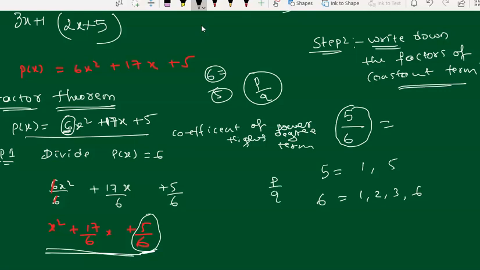Take a combination of the factor list of 5 and 6 in the form of p by q, in such a way that the two pairs you take, the product of those two should give you 5 by 6. If I take 1 by 1, let's take two pairs like this, x by y and m by n. Like this you have to take in this factor list only.